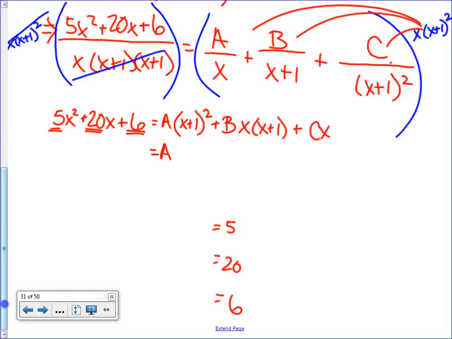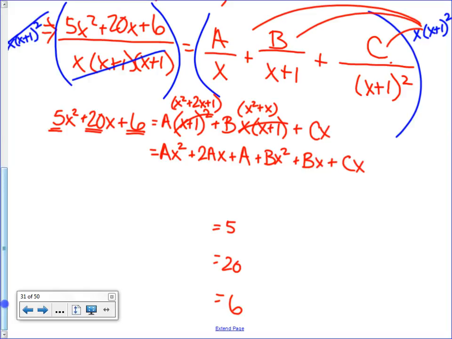So I'm going to have a, let's see if we can jump a little bit. This is going to be x squared plus 2x plus 1, right? If I square it, x plus 1 times x plus 1: x squared plus 1x plus 1x plus 1. And then this is going to be, okay, so what do I have? ax squared plus 2ax plus a plus bx squared plus bx plus cx.